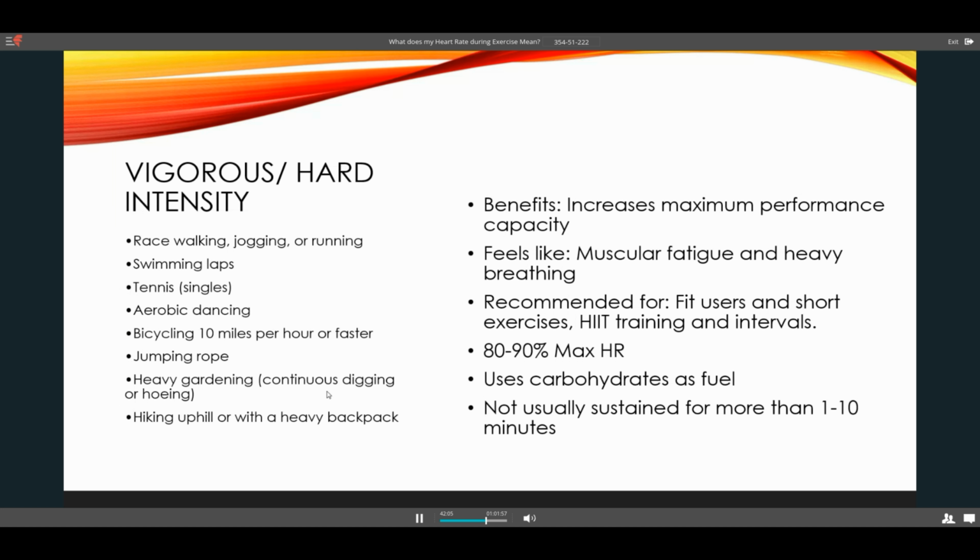Now we'll move on to the next heart rate zone. This is going to be the vigorous or hard intensity.